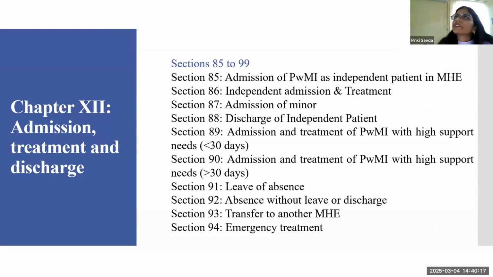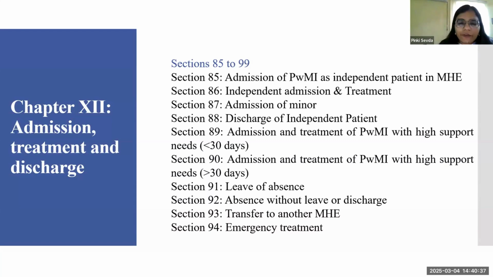It contains sections 85 to 99. In section 85, the definition of independent patient is there, and section 86 is related to independent admission and treatment, 87 for minor, 88 for discharge of independent patient. 89 and 90 are for high support needs. If less than 30 days, then 89. If more than 30 days, then 90.